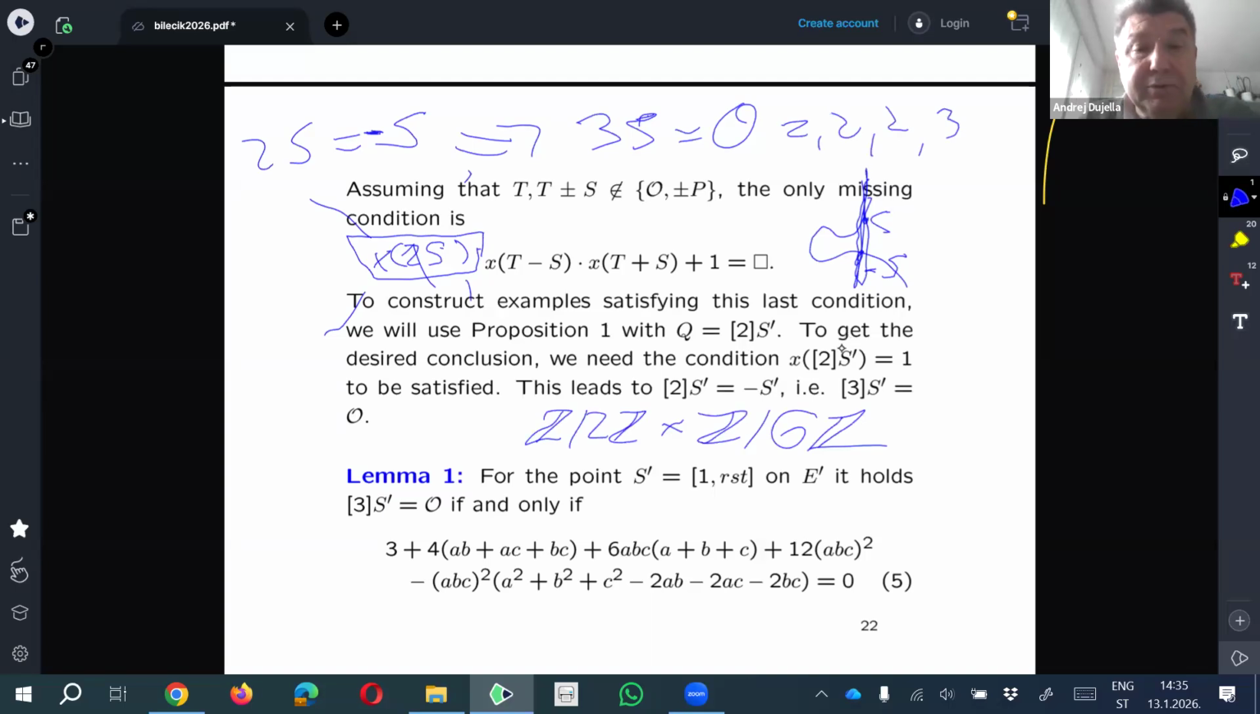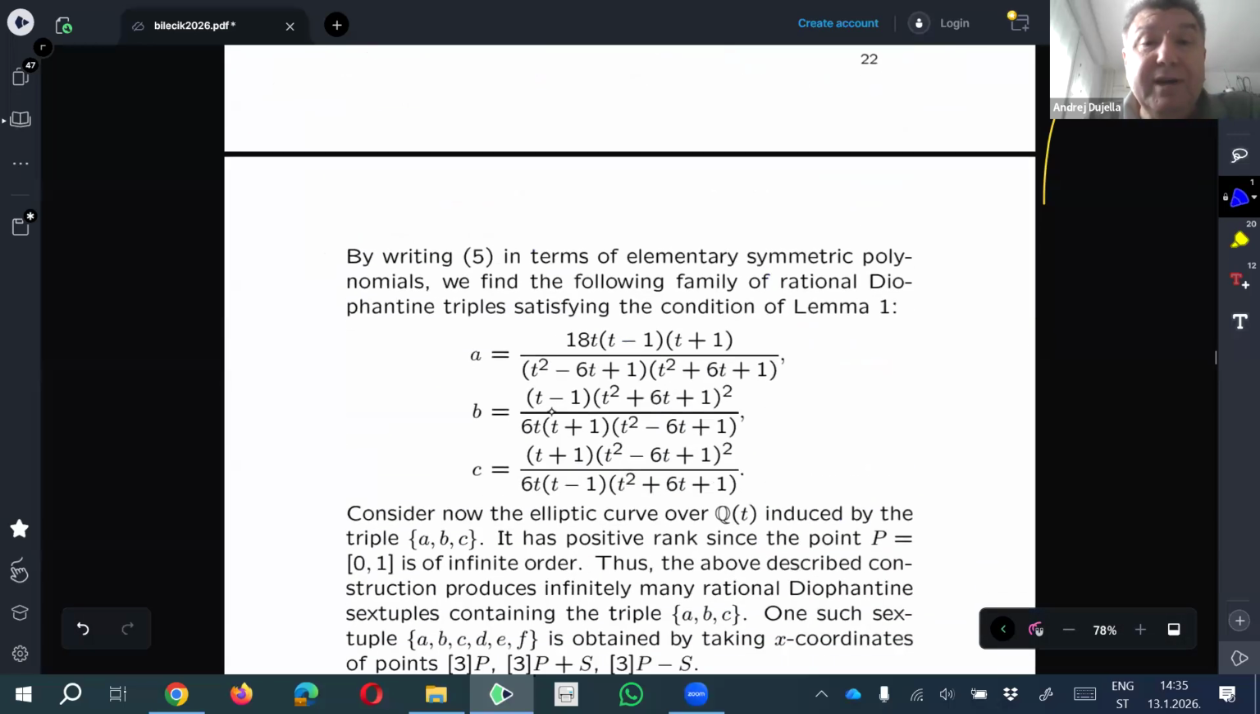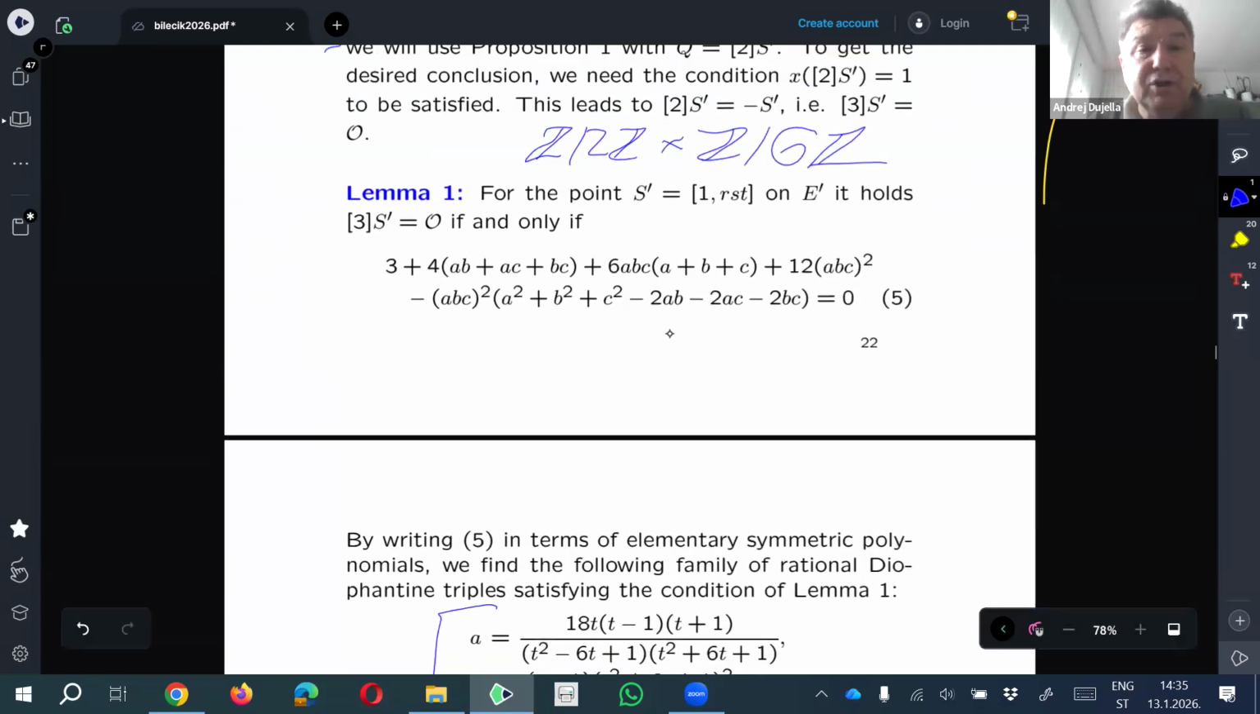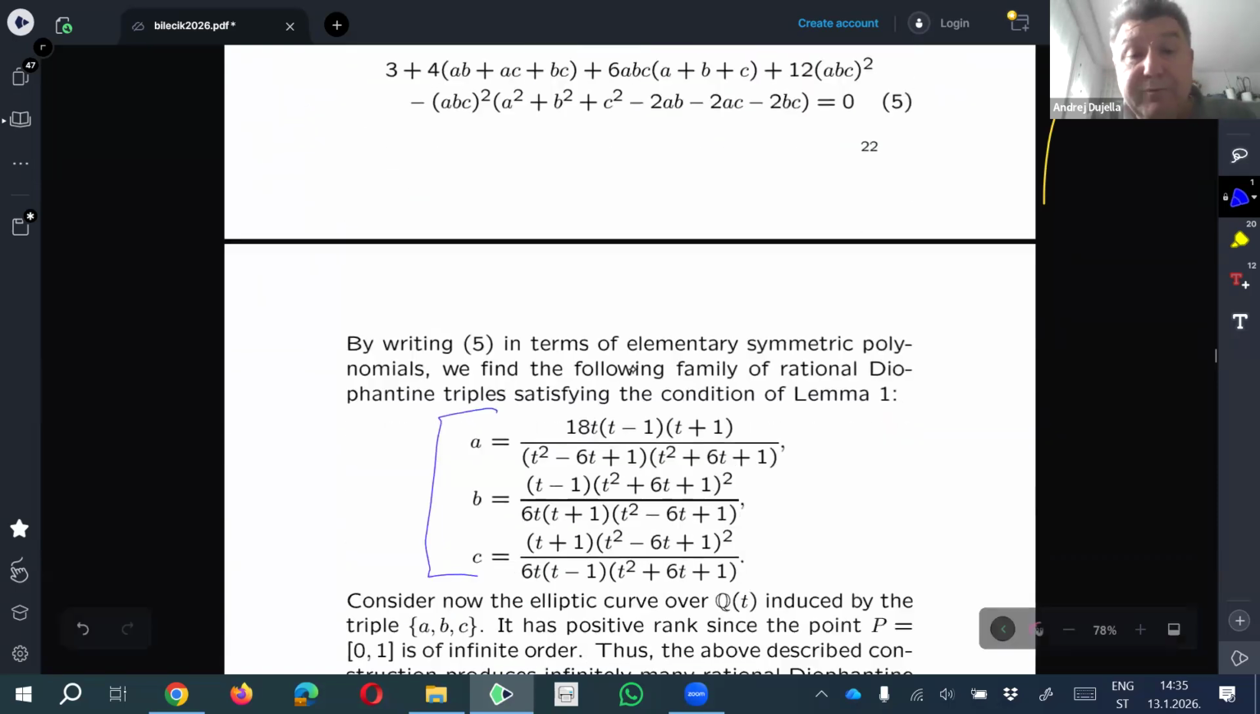And we were able to write everything explicitly. I will skip, I will not discuss this condition, but certainly it is something symmetric. And if we insert elementary symmetric polynomials, then everything simplifies. And we were able to find a parametric solution of this previous problem, namely A, B, C given as functions of one parameter, satisfying the condition that 3S is 0.